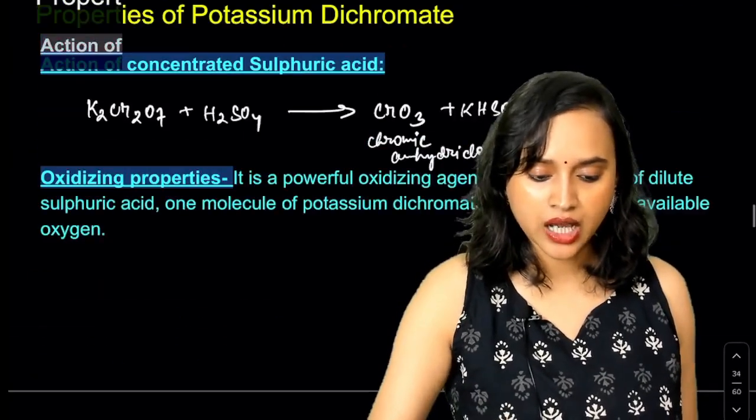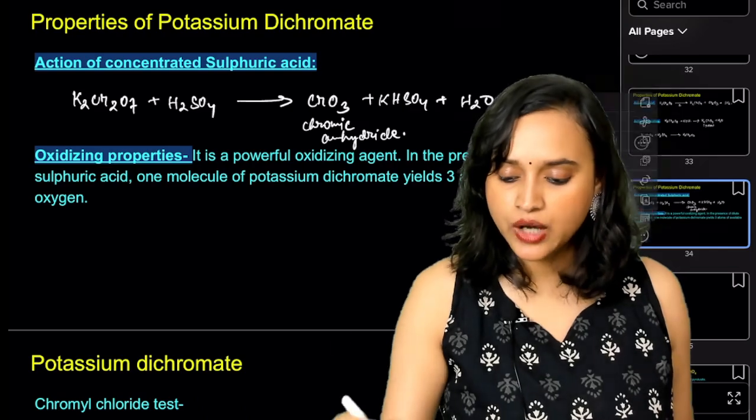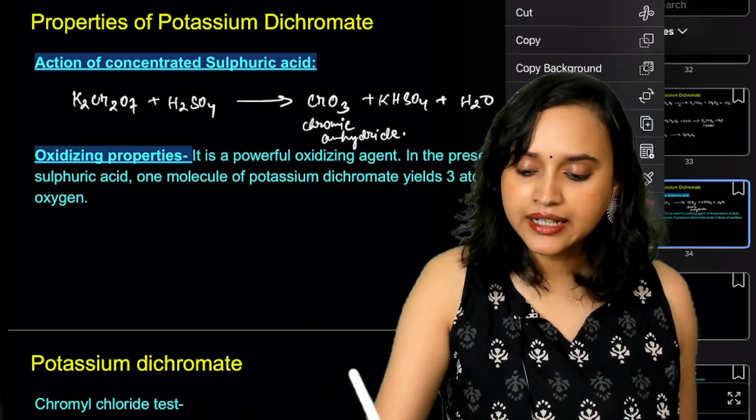So here you have these properties of potassium dichromate. All right, now I am going to add a page here and write down all the important equations of potassium dichromate. So please have a look at them and please make sure that you know each one of them, because they are very important, everybody.